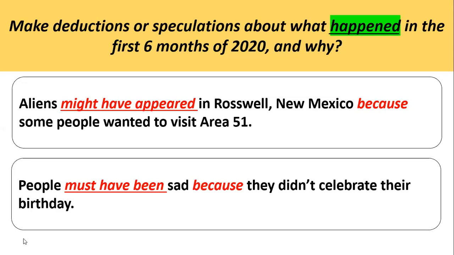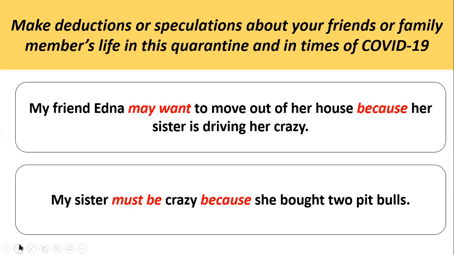So the last activity is actually part of this one, but this one is more about deductions and speculations. It says make deductions or speculations about your friends or family members in this quarantine and in times of COVID-19. So, for example, my friend Edna might want to move out of her house because her sister is driving her crazy, and my sister must be crazy because she bought two pit bulls.